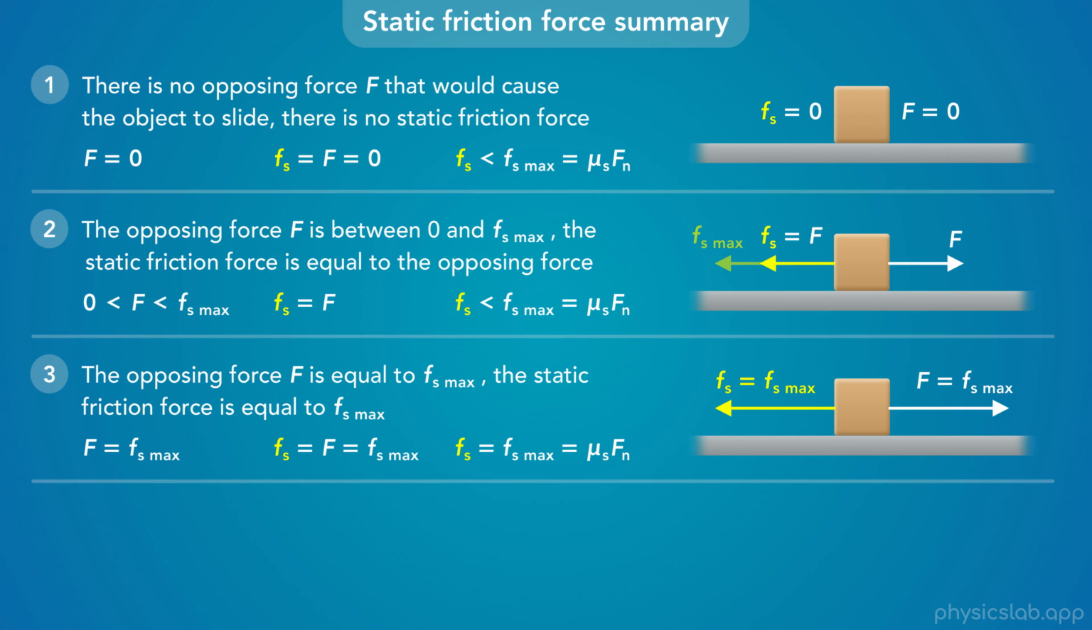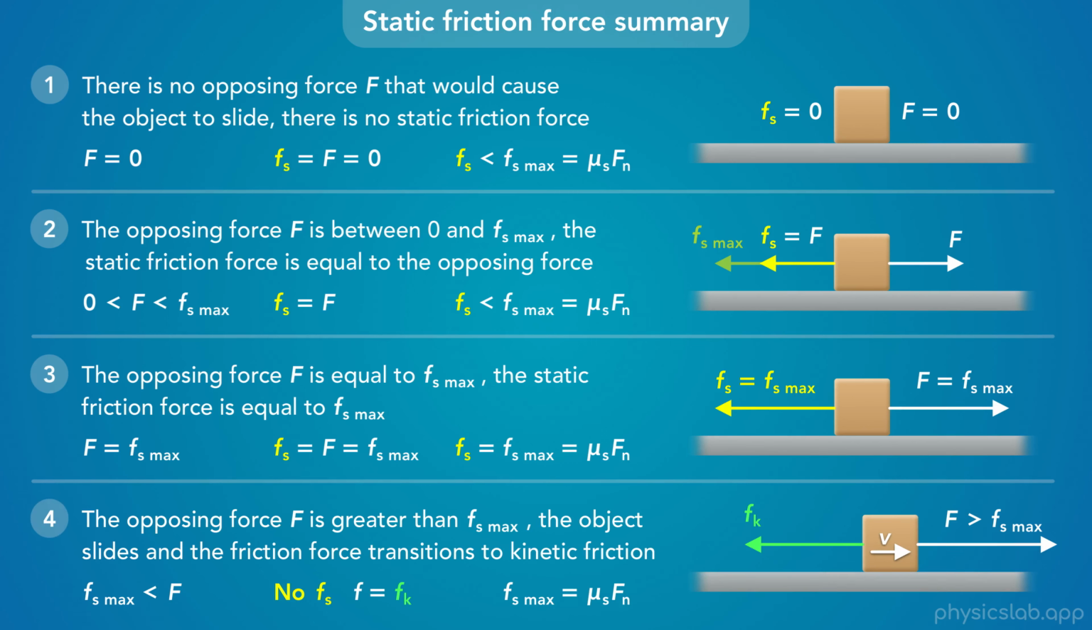Third, if the opposing force is equal to the maximum static friction force, then the actual static friction force is equal to the maximum value. And fourth, if the opposing force is greater than the maximum static friction force, the object will slide, and the friction force transitions to kinetic friction.